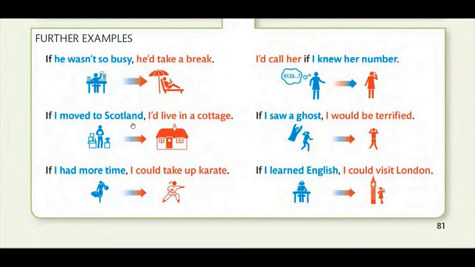If I moved to Scotland, I would live in a cottage. If I saw a ghost, I would be terrified. If I had more time, I could take up karate. If I learned English, I could visit London. So now I didn't learn English, so now I'm not visiting London. So both the actions are unlikely and the result is also unlikely. If I learned English, then I could visit London.